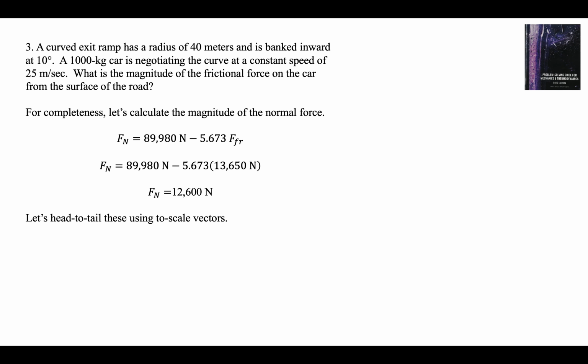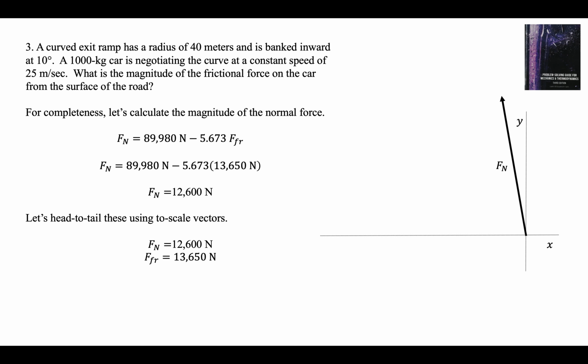Using two scale vectors, we're going to make them all the right length. So here's our coordinate system. The normal force is 12,600 newtons, and it's 10 degrees to the left of the vertical axis. There it is. Next, we have the frictional force, 13,650 newtons, a little bit longer, and it's 10 degrees downward, which is a right angle to the normal force, of course. There we go.